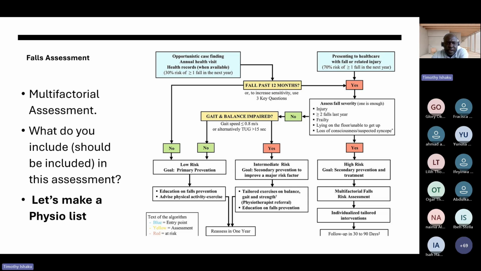The main thing is it's multifactorial assessment. One thing with falls, especially those with a high risk, it's encouraged for us to have a multifactorial assessment, looking at every single aspect that affects them. And we all agree that it's not one thing that contributes to fall. It can be one thing, yes, but there can be more than one thing. And it's important we look into that.